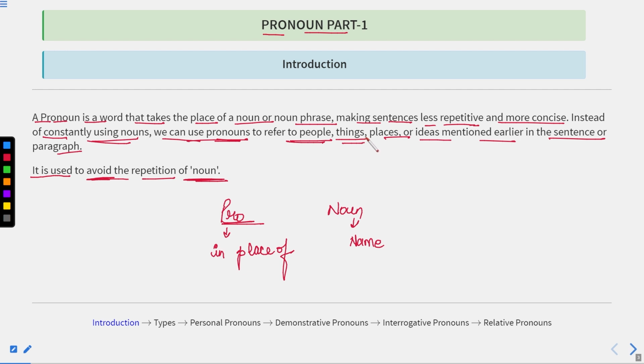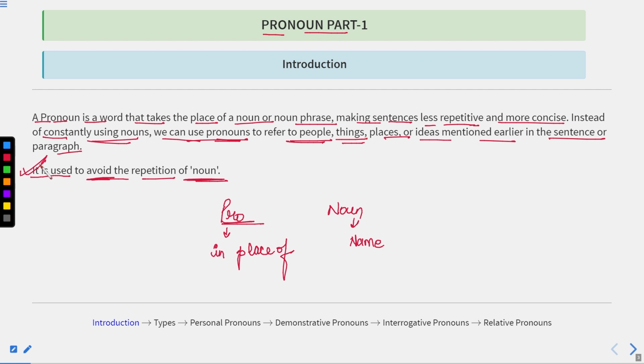For example, if I say, I have a pen. The pen is very expensive. So instead of writing this, I can say, I have a pen which is very expensive, or I have a pen. It is very expensive. So in this manner, I can write the sentences without repeating the same word again and again.